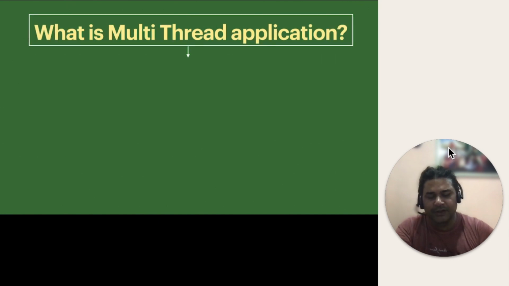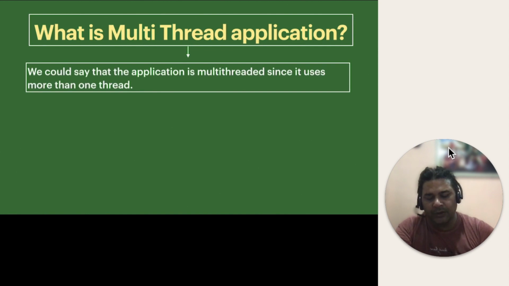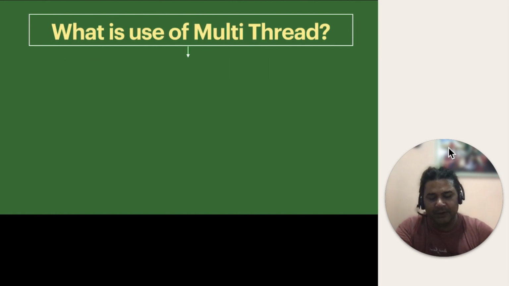Again, the question is: what is a multi-thread application? We could say that an application is multi-threaded since it uses more than one thread. When an application uses more than one thread, it is called a multi-thread application.